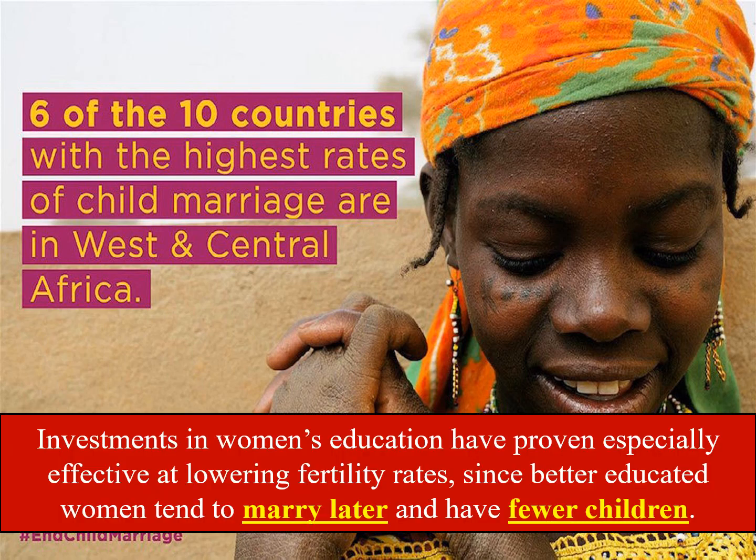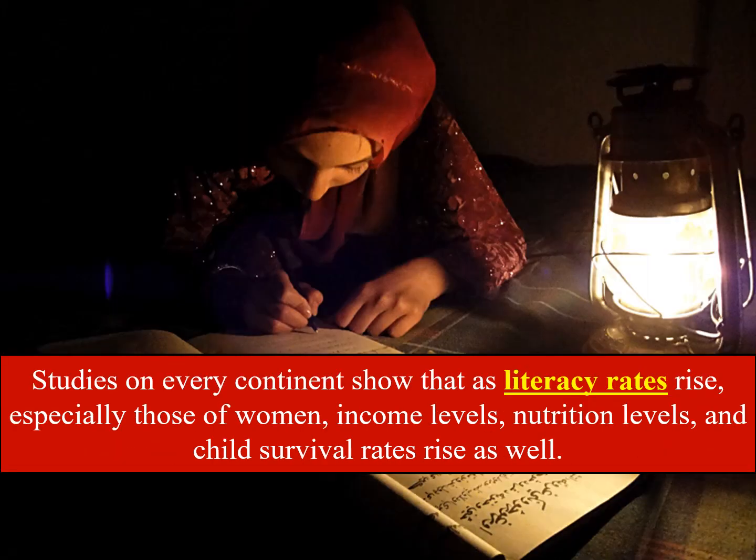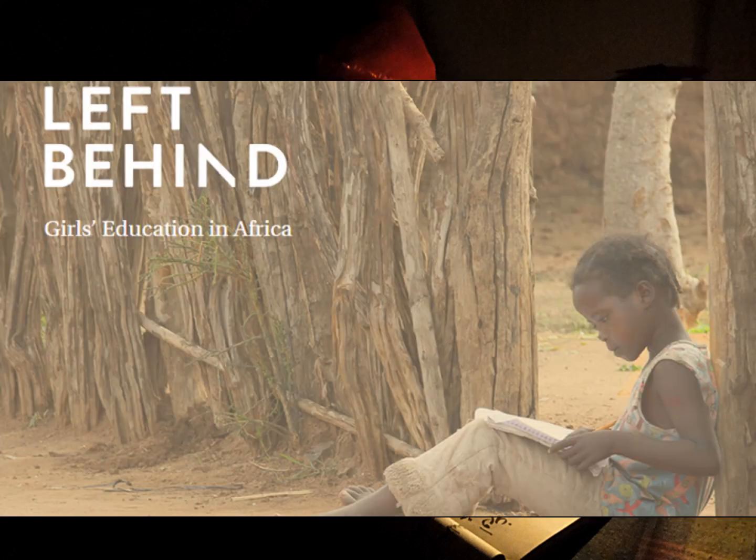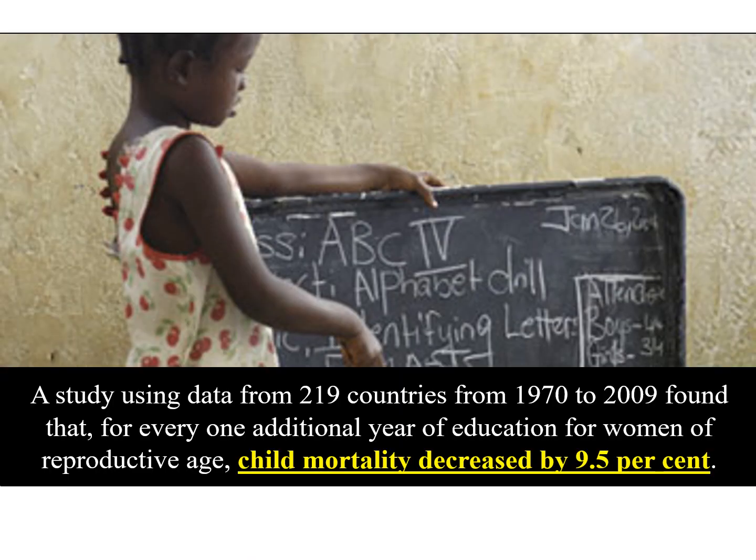Investments in women's education have proven especially effective at lowering fertility rates, since better educated women tend to marry later and have fewer children. Studies on every continent show that as literacy rates rise, especially those of women, income levels, nutrition levels, and child survival rates rise as well. A study using data from 219 countries from 1970 to 2009 found that for every 1 additional year of education for women of reproductive age, child mortality decreased by 9.5%.